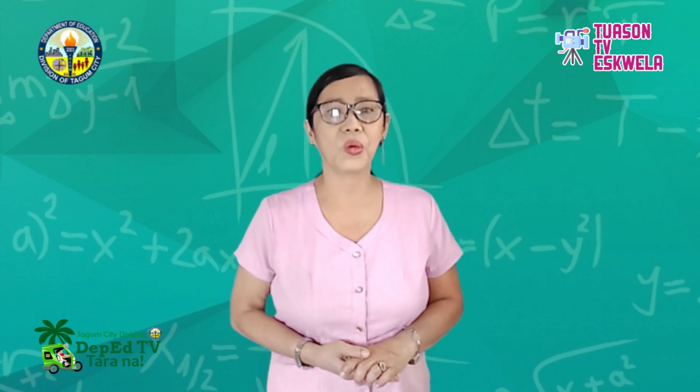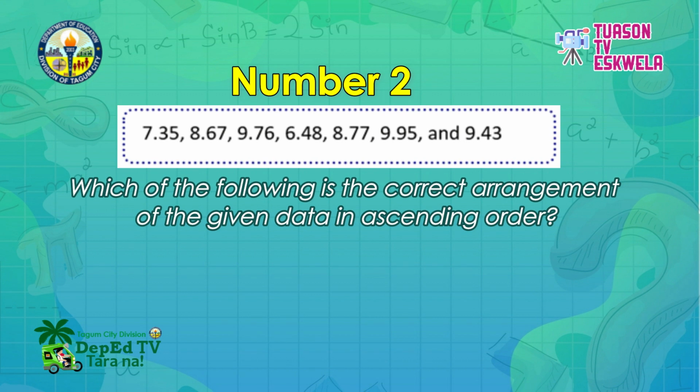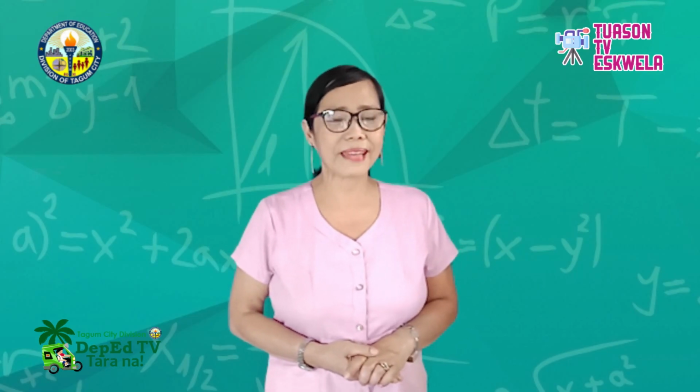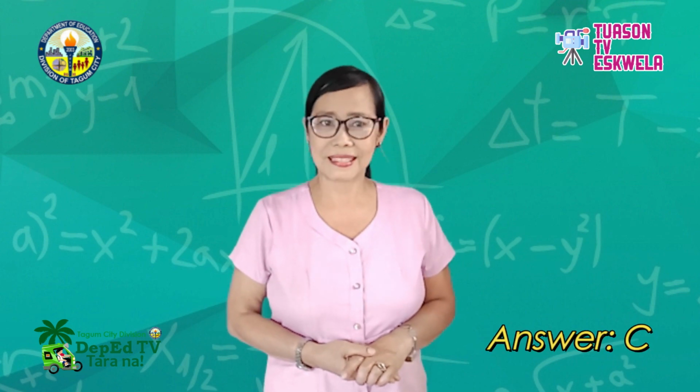Question number 2. Which of the following is the correct arrangement in the given data in ascending order? Your 15 seconds starts now. Time is up! The correct answer is letter C.